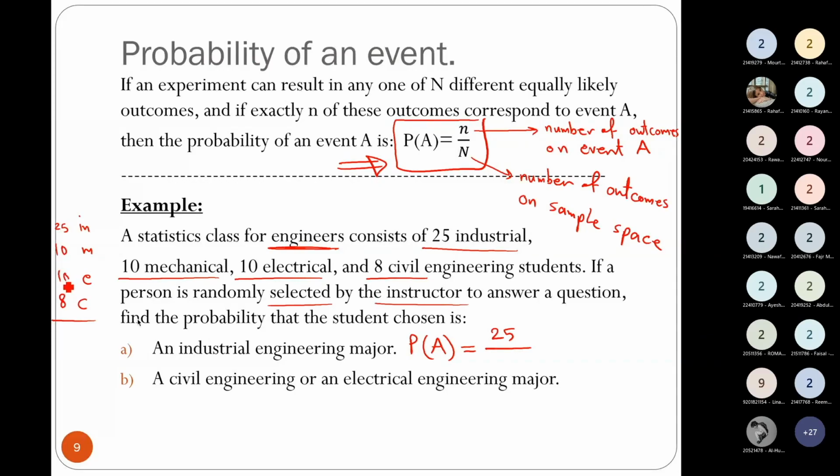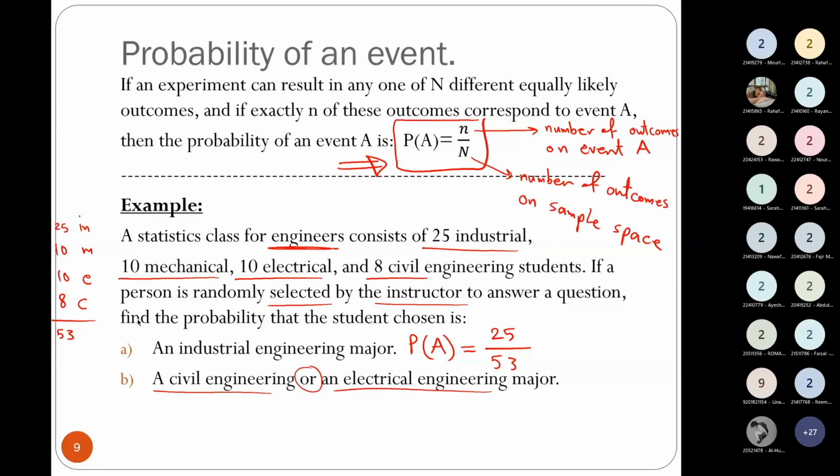20 to 45, 53. So we have 53. This is the probability if we select the student industrial, a civil engineering. Civil engineering equals 8 students and electrical engineering equals 10.